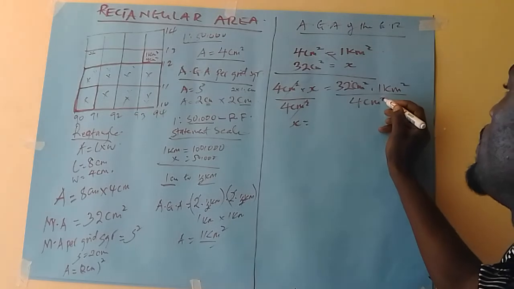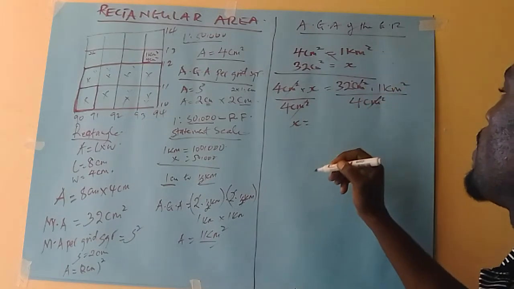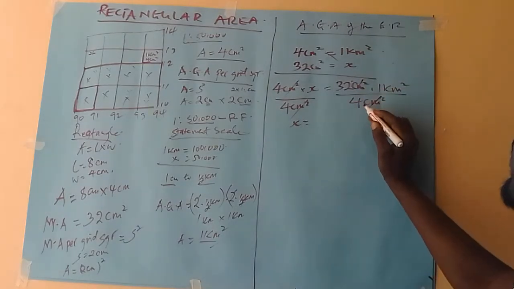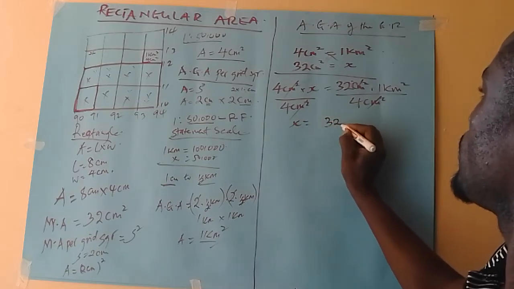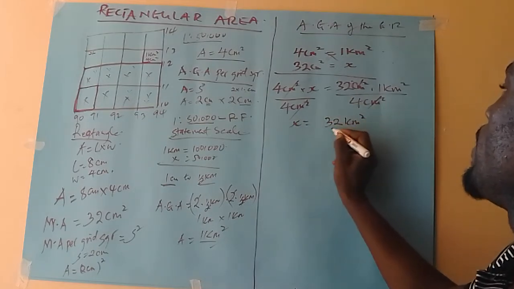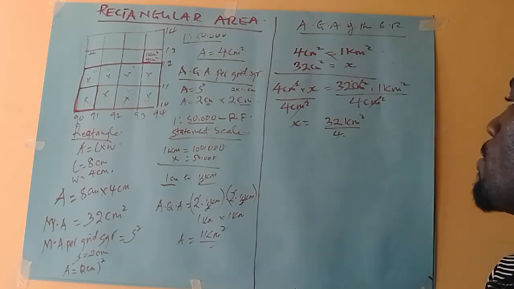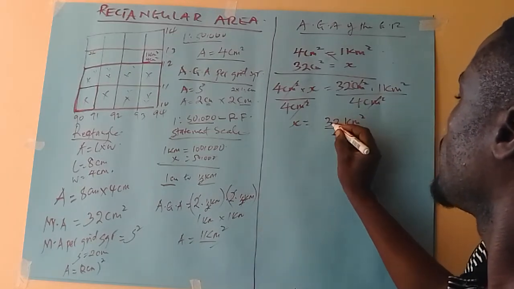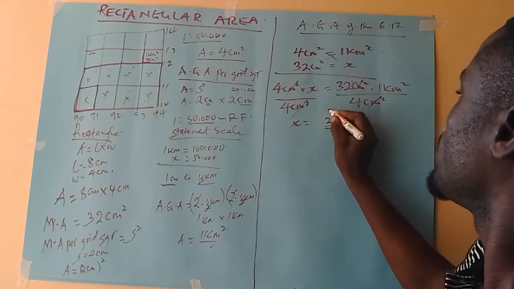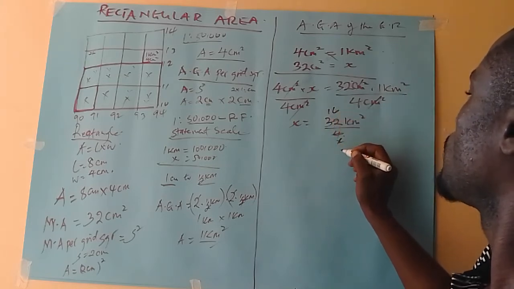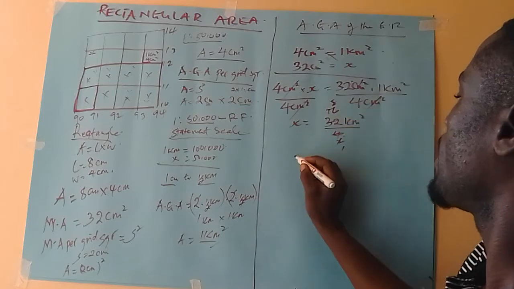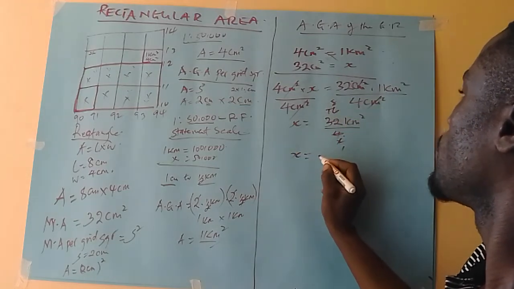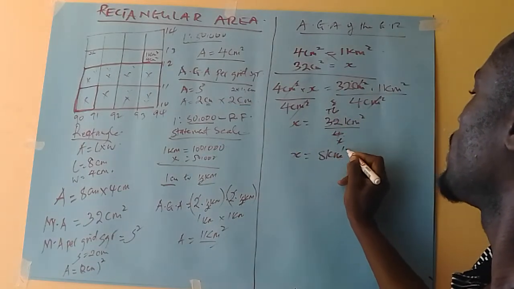Here the centimeter squared will go with this one. We shall remain with 32 kilometers squared divided by 4. 32 kilometers squared divided by 4. When you divide by 2, 16, by 2 once more, 8. So we shall have our x equal to 8 kilometers squared.